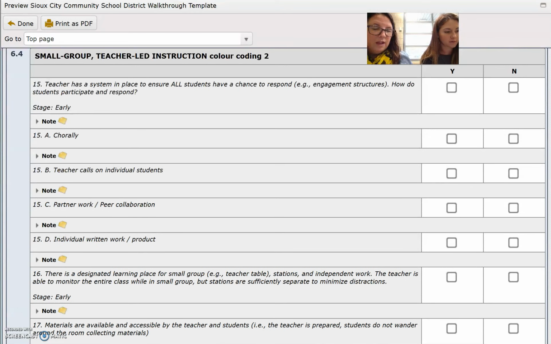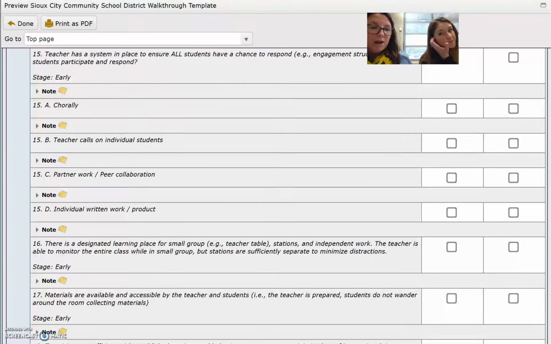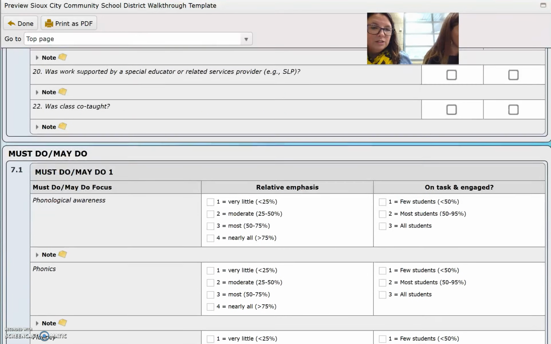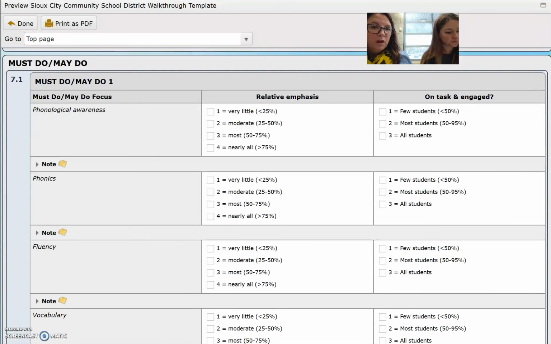Then again, that small group piece, and this is again regarding engagement strategies and student response. It looks the same as the whole group. Okay, then it's our must do, may do section, and this is where whoever is observing will be looking at the students in their must do, may do's and which skill areas are they working in.